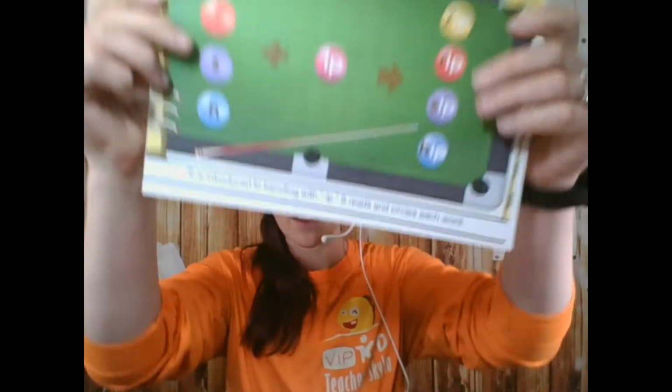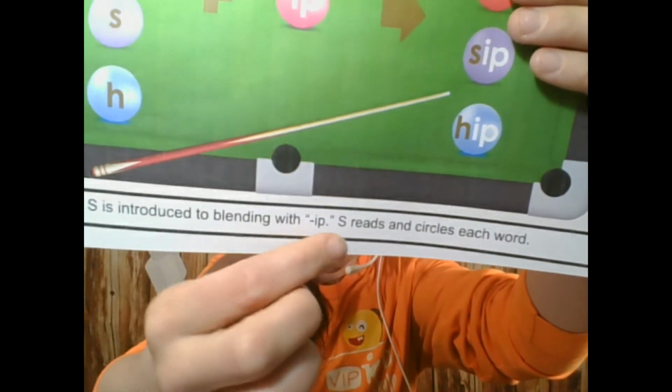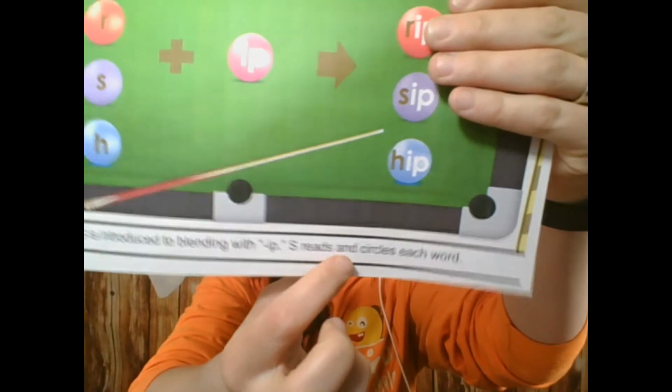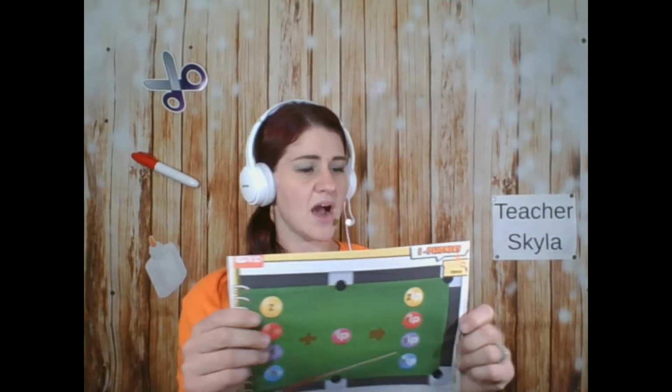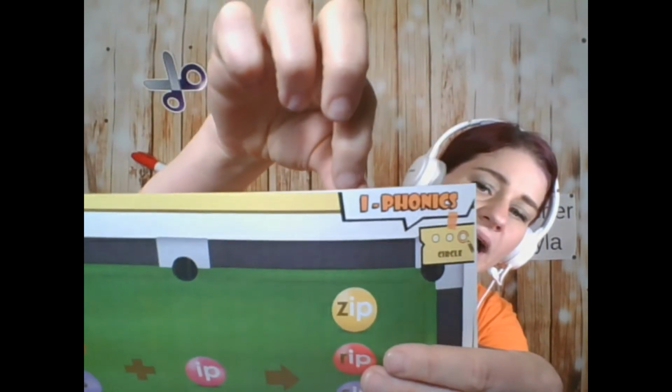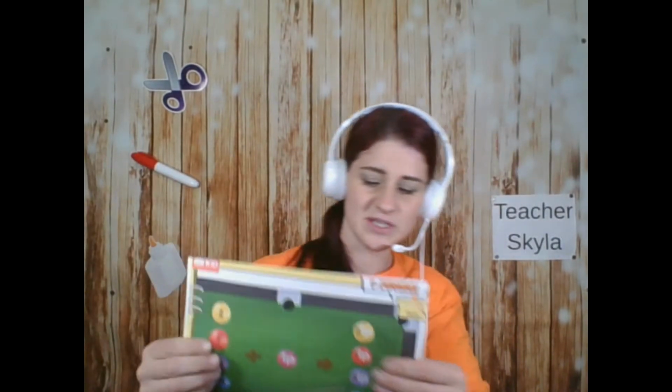This is the slide. The tips given are: student is introduced to blending with IP. Student reads and circles each word. That's the tip given. Now, something we always look at is up here. What little letter do we see? We see I phonics. I means introduce. So, with all introduction slides with VIPKID, we will always isolate something.